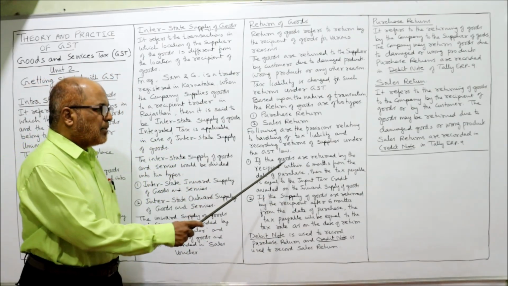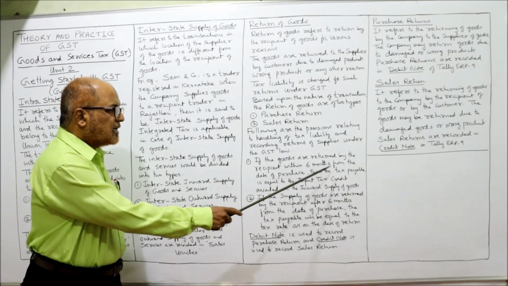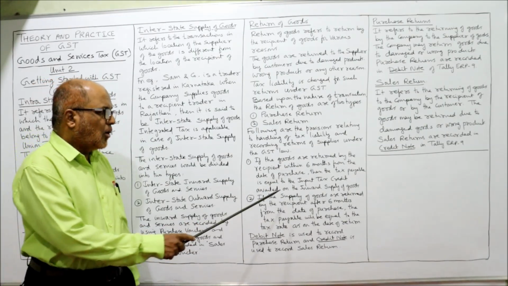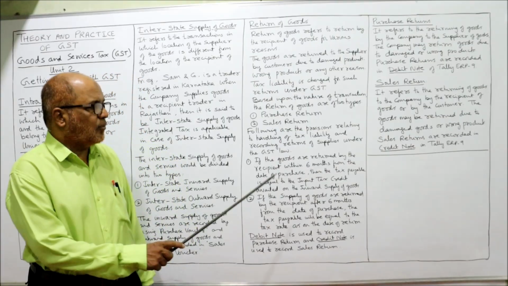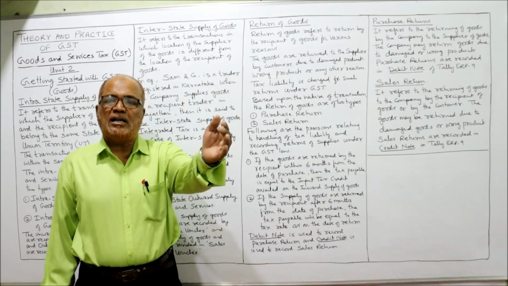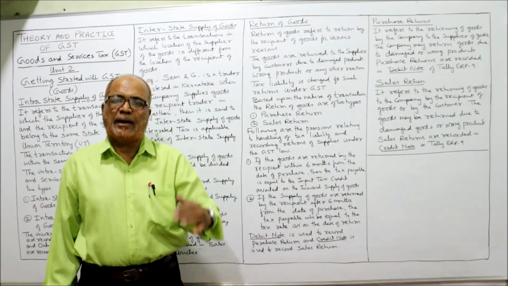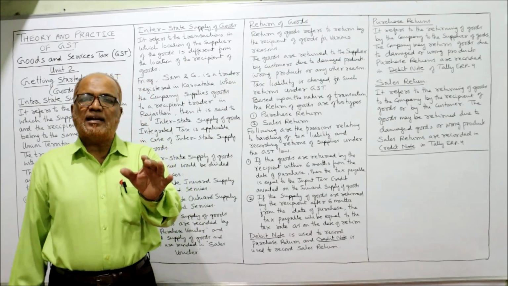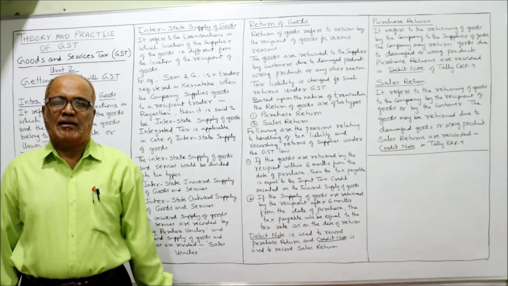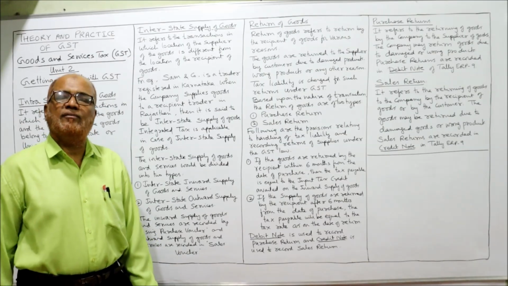If the goods are returned by the recipient within 6 months from the date of purchase, then the tax payable is equal to the input tax credit availed on the inward supply of goods. So if the goods are returned by the recipient within 6 months from the date of supply, then the tax rate applied is the input tax credit. The input tax credit rate will be applied if the goods are returned within 6 months.